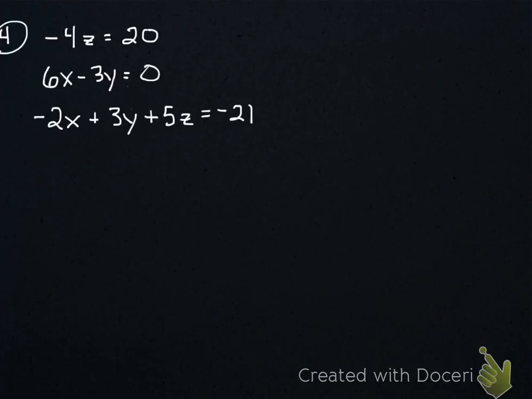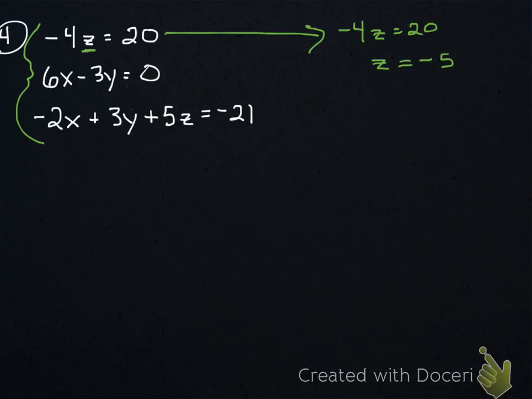Number 4. Number 4 is a 3 by 3 system. So that means I have 3 equations, 3 unknowns. I'm going to look for the equation that has only one variable or 2 variables. Now I wrote mine in a different order to make it a little bit more clear, but you'll notice the equation negative 4z equals 20 only has the z variable. So that's where I'm going to start. So my negative 4z equals 20. We can divide both sides by negative 4, and we get z equals negative 5.